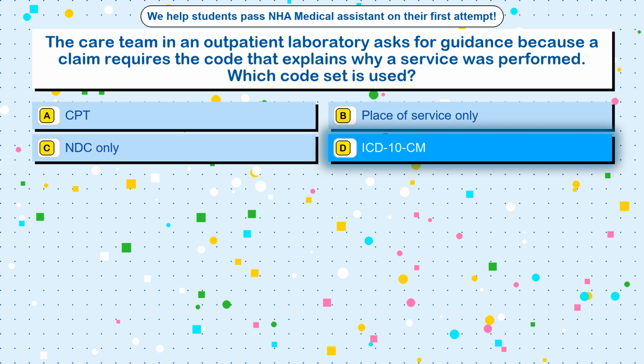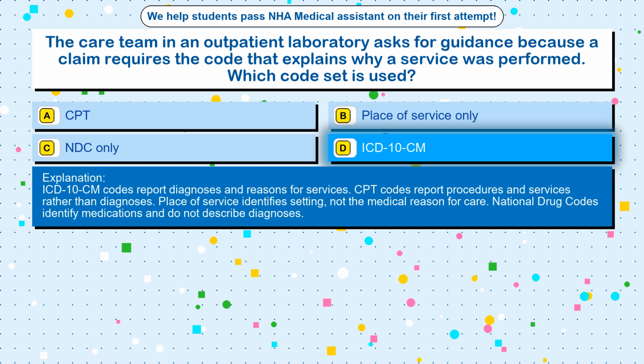ICD-10-CM. ICD-10-CM codes report diagnoses and reasons for services. CPT codes report procedures and services rather than diagnoses. Place of service identifies setting, not the medical reason for care. National drug codes identify medications and do not describe diagnoses.